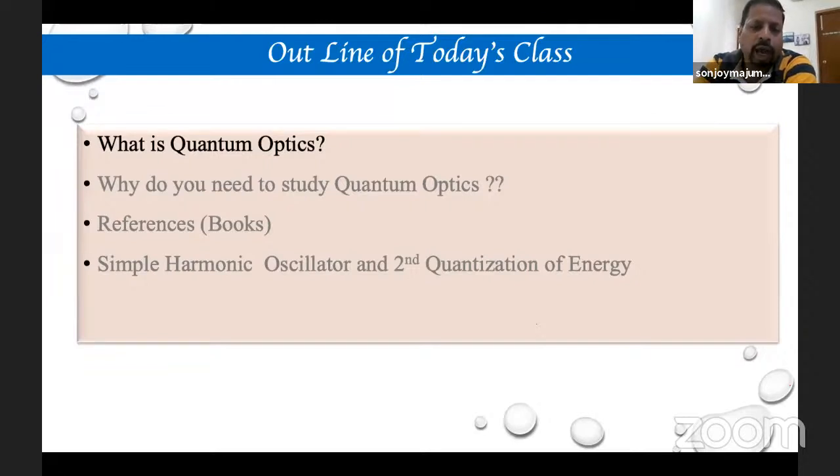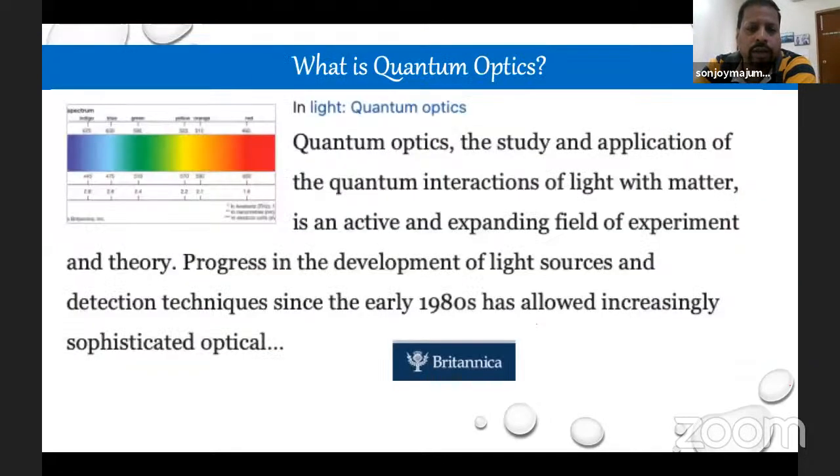to explain. And then, after having the knowledge of the second quantization of the simple harmonic oscillator, I'll try to explain how light can also be quantized in the same framework. So that will be basically today's outline of the presentation or class. Okay, so let me start. So what is quantum optics?